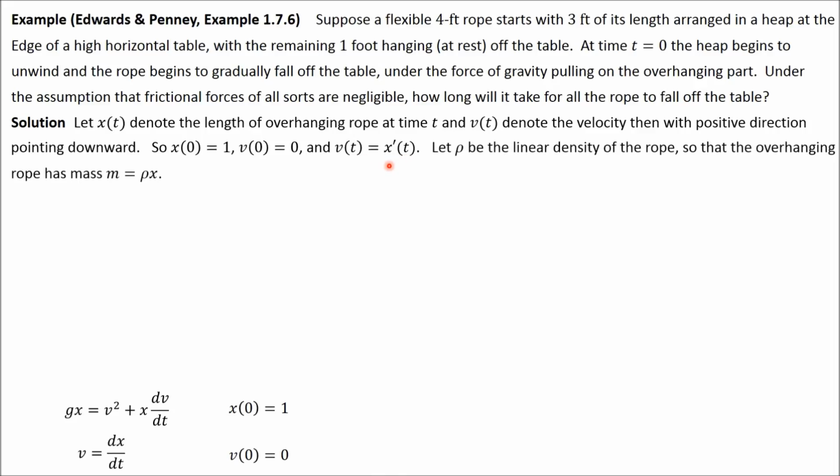It's a tautology. So let rho be the linear density of the rope, so that the amount of mass hanging off the table is density times the length of rope, rho times x. So we have this much mass hanging off the table, and gravity is pulling on that rope. So the force of gravity is always mg. Since gravity is pulling down, it's a positive force in our coordinate system, rho g x, because mass is rho x and g is g.